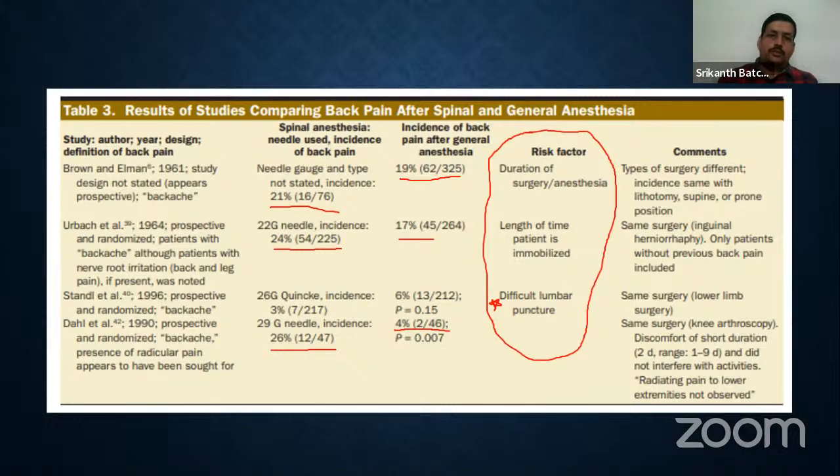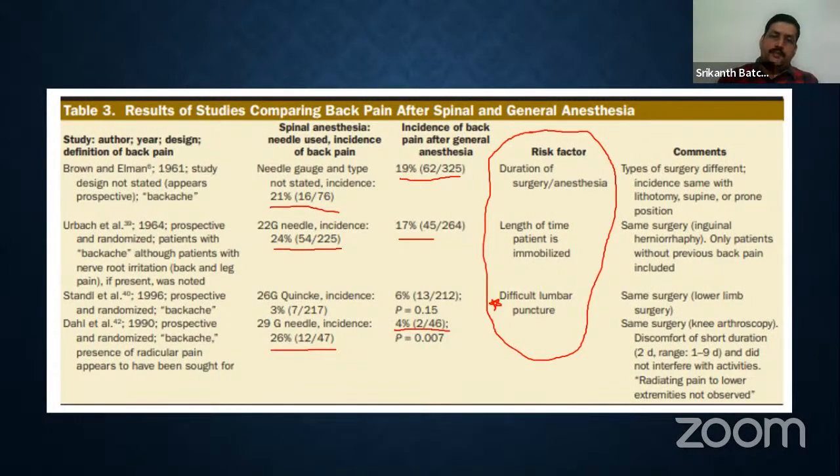The second also goes somewhat similarly, but with more of a gap, 24% compared to 7%. And here also the risk factor is identified as the length of time the patient is immobilized. If you see the last study, which was done in 1990 by Dahl et al., they did it with a 29 gauge needle for spinal anesthesia. Even then, they found a very significant difference in incidence of back pain, 26% compared to 4%.